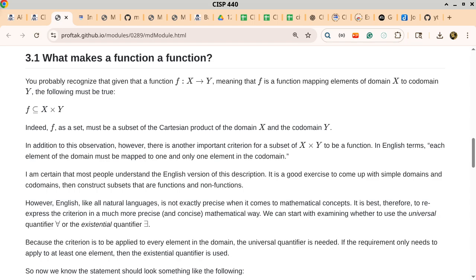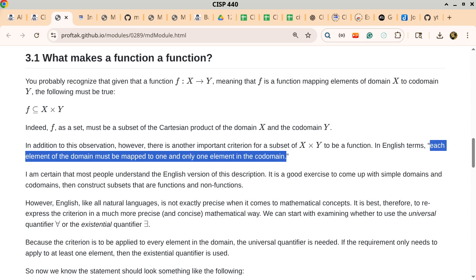All right, which is kind of what the next statement is saying, except not in notations, but in English. There we go. So in addition to this observation, there's another important criterion for a subset of the Cartesian product between x and y to be a function. In English terms, each element of the domain must be mapped to one and only one element in the codomain. All right, so I'm going to highlight that particular sentence, and then we'll go, okay, do we actually mean what that is trying to say?